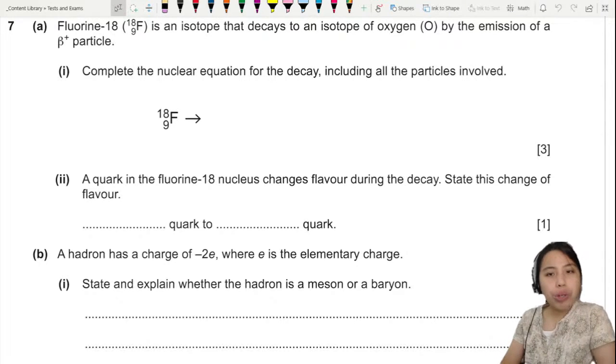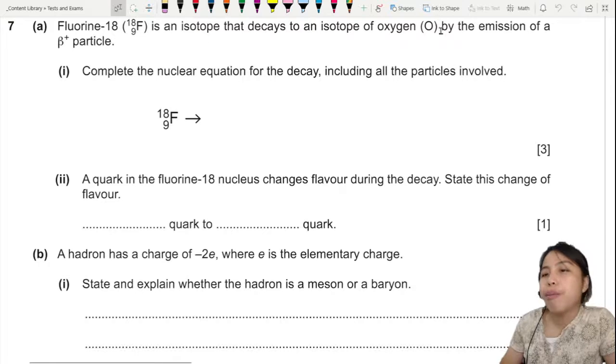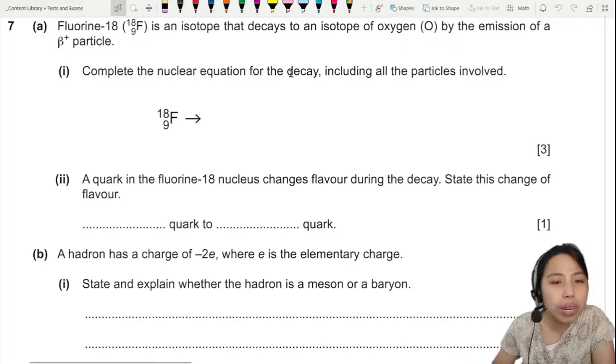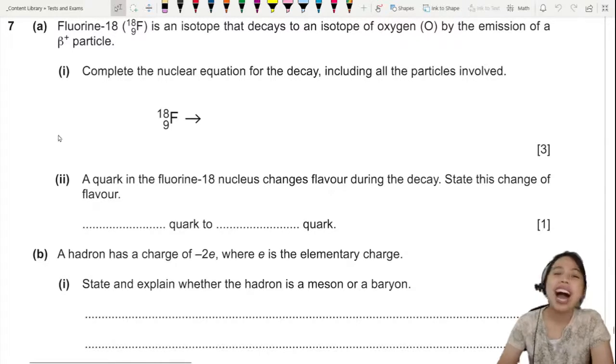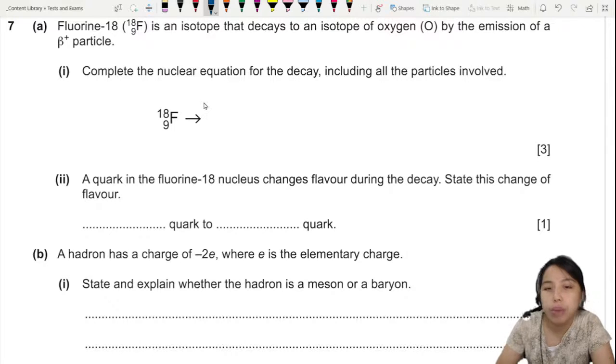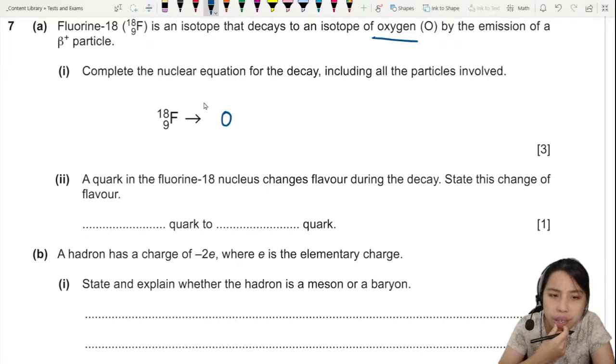Fluorine-18 is an isotope that decays to an isotope of oxygen by the emission of a beta plus particle. Complete the nuclear equation for this decay, including all the particles involved. Okay, this kind of feels like chemistry, but it's also physics. So let's look at the process. So decays to oxygen. So I'm just going to write here oxygen. And you say, Miss, I don't remember how many protons oxygen has. I don't take chemistry. It's okay.